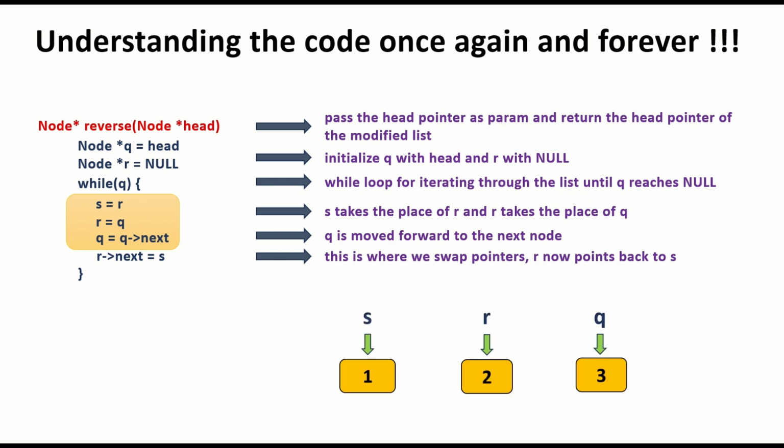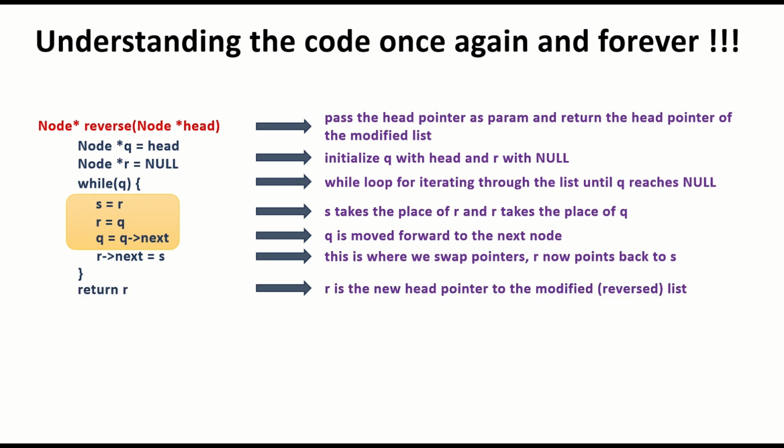And just to juggle up your memory once again, this is how it looks. So R is sitting well between S and Q and R is pointing to Q. So now instead of R which is pointing to Q, R will point back to S. Now the final nail to the coffin, or the final step, is we simply have to return R. So R is the new head pointer to this modified reversed linked list.